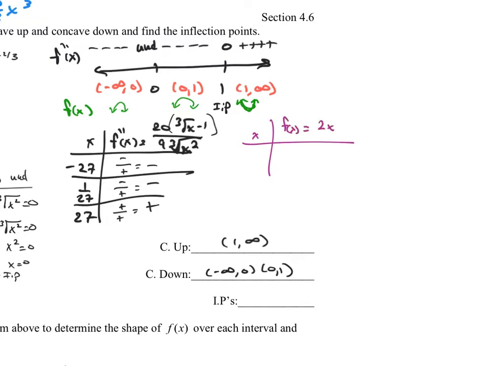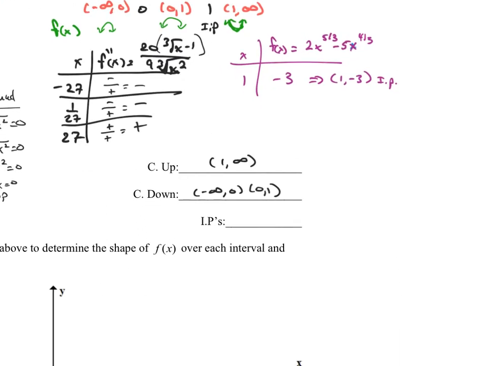And remember that original function was 2x to the 5/3 minus 5x to the 4/3. I'm going to plug in the number 1. Again, this is already in my table. Not that the number 1 is really hard to plug in anyways. And I'm getting the value of 2 minus 5 is negative 3. So that tells me the point 1, negative 3 is an inflection point.